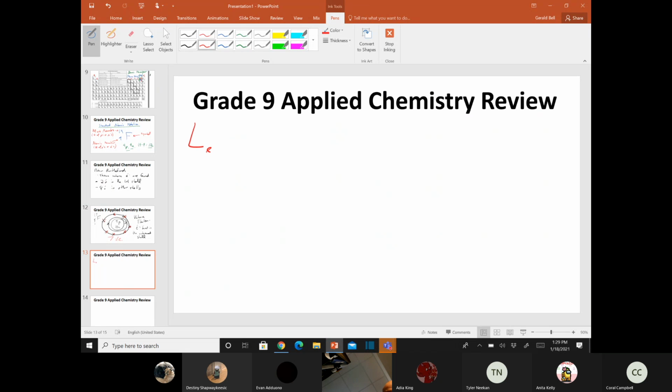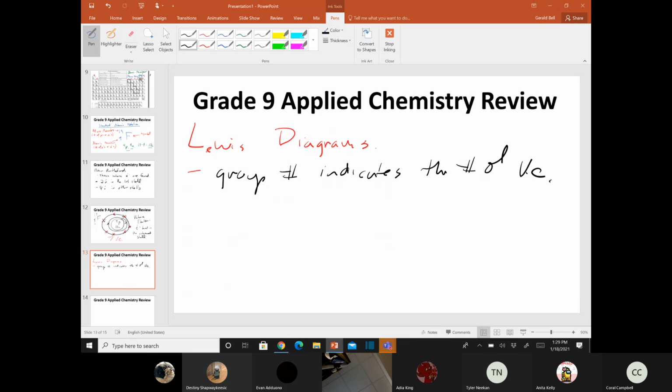What's that? Lewis diagrams. They just show the valence electrons. So don't forget, group number indicates the number of valence electrons.